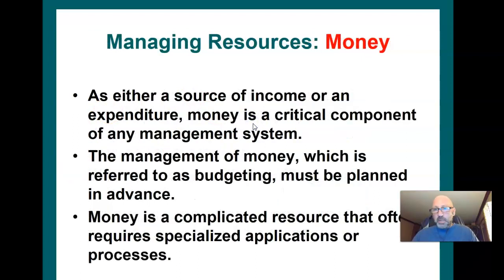Okay, money. As either a source of income or an expenditure, money is a critical component of any management system. Management of money, which is referred to as budgeting, must be planned in advance. Money is a complicated resource that often requires specialized applications or processes. So we know that at Georgian we have our whole finance system that you go to check your budgets, to see on expenses that have been spent, revenue that comes in, a very specialized process and application.